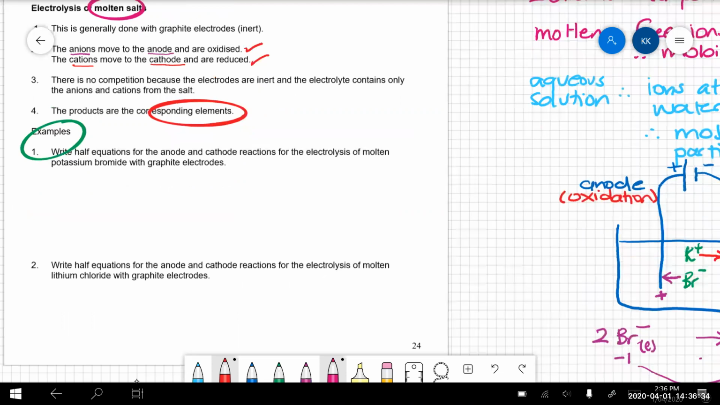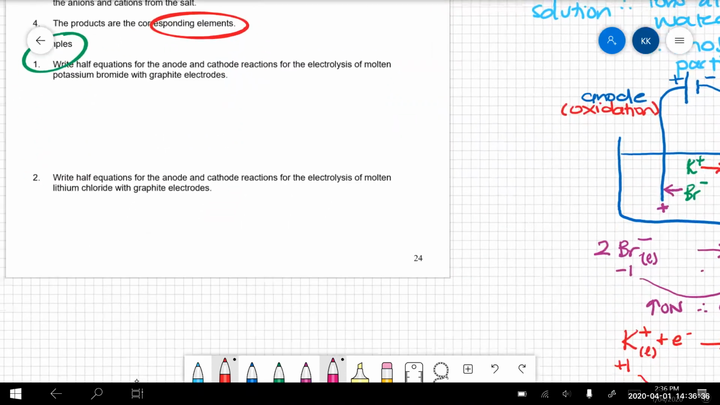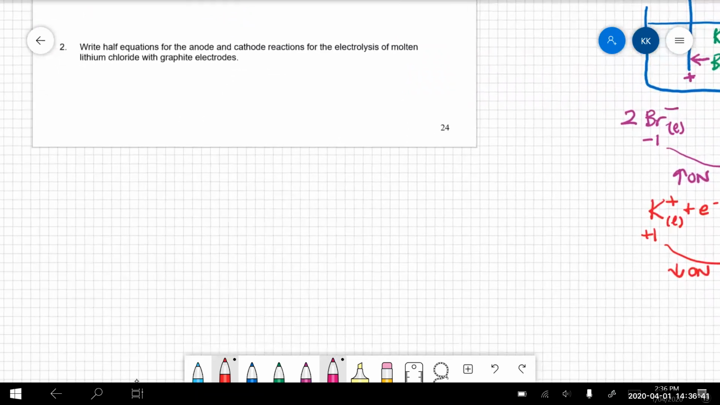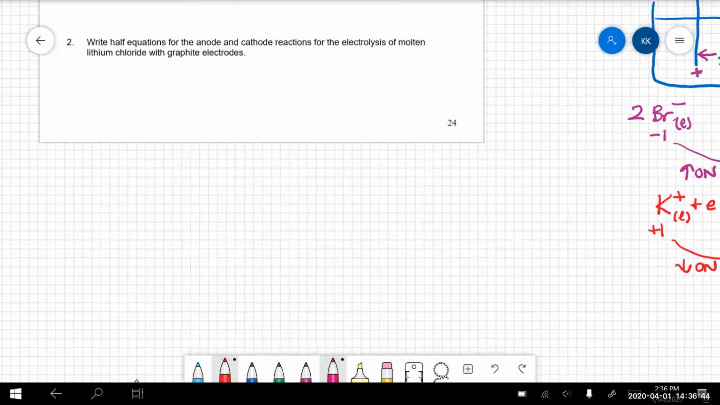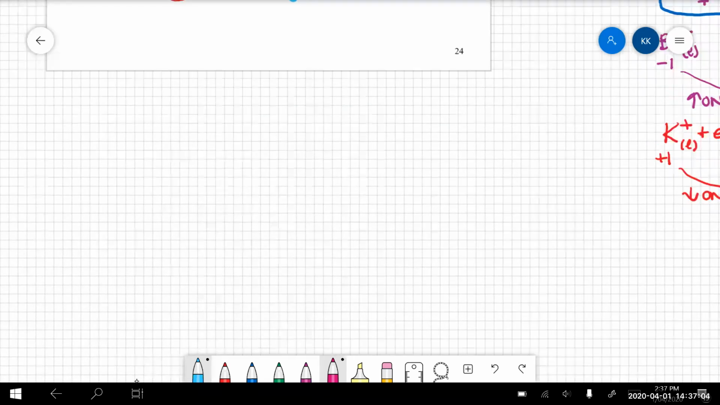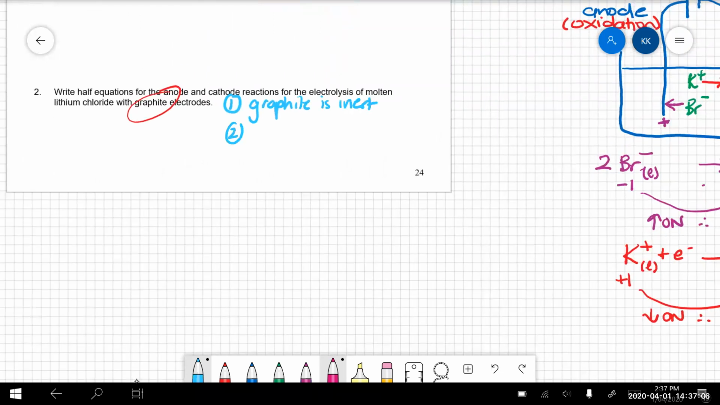Write half equations for the anode and cathode reactions for the electrolysis of molten lithium chloride with graphite electrodes. That reminds me, why graphite? There are two reasons why we use graphite electrodes. Reason number 1 is that graphite is inert. That means it doesn't react with anything. It's not going to interfere with our reactions. And the second reason is graphite has a very high melting point.